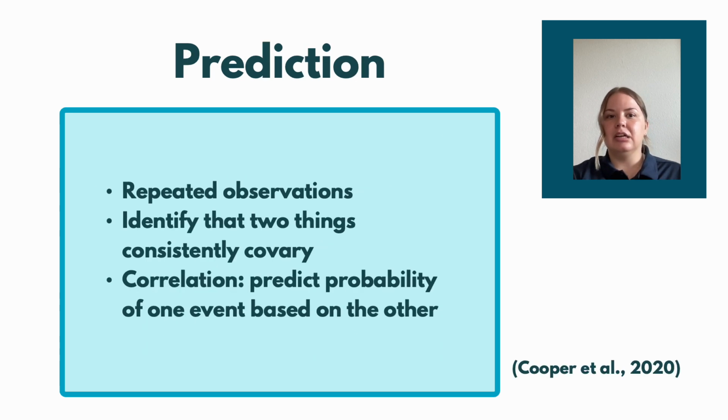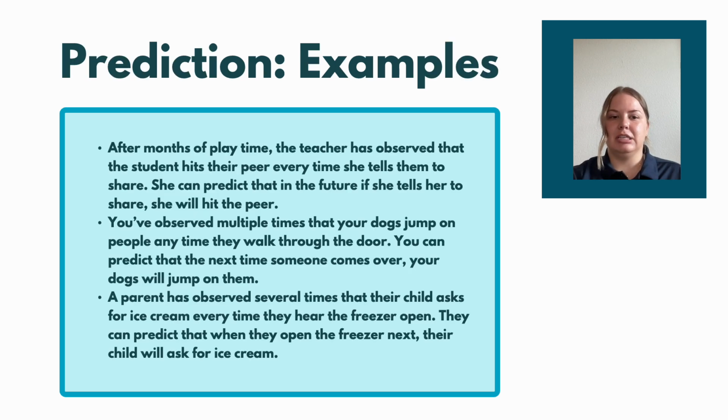Prediction is repeated observations that identify that 2 things consistently covary, and this involves correlation, which we can use to predict the probability of one event based on the other. Some prediction examples include, after months of playtime, the teacher has observed that the student hits their peer every time she tells them to share. She can predict that in the future, if she tells her to share, she will hit the peer.